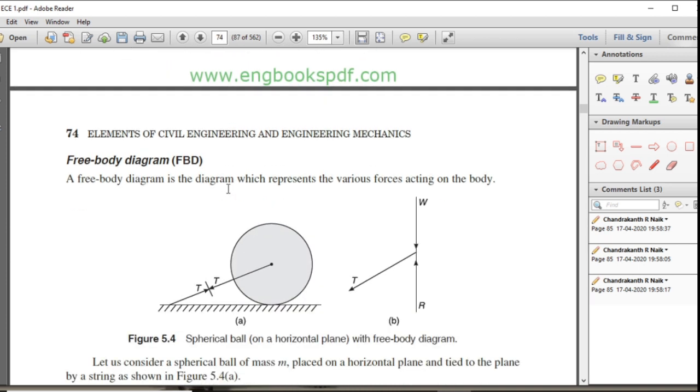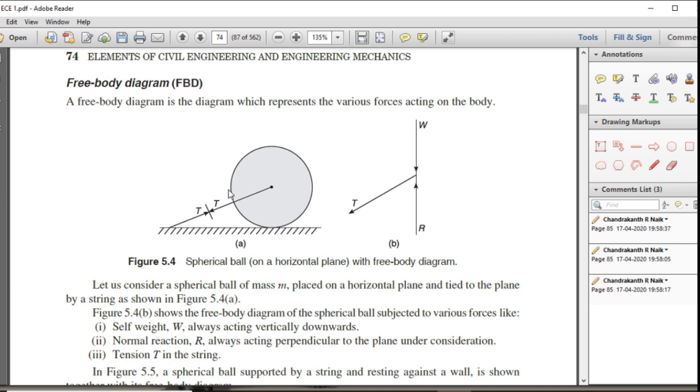Now we shall see what a free body diagram is. A free body diagram is a diagram which represents the various forces acting on the body. It is a sketch showing the various forces acting on the body, keeping it in equilibrium, by removing the contact surface. By removing the contact surface, we retain only the forces acting on the body in equilibrium. This is easy.